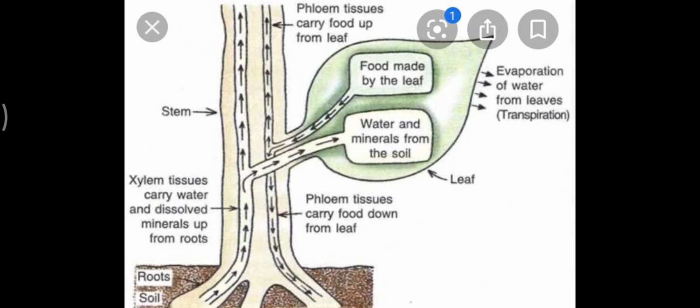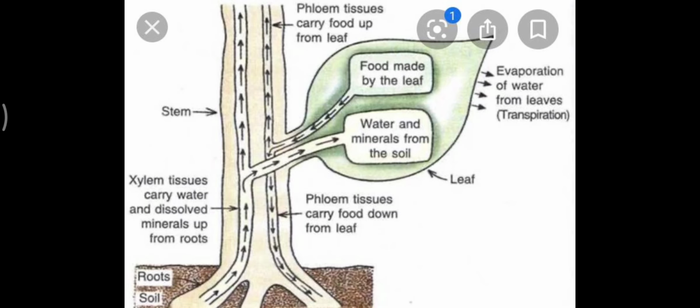Now the food is prepared in the leaf, so leaf is the source, and wherever the food is taken, that is roots, root hairs, flowers, buds, that part is known as sink. Sucrose is the main food that is being translocated.